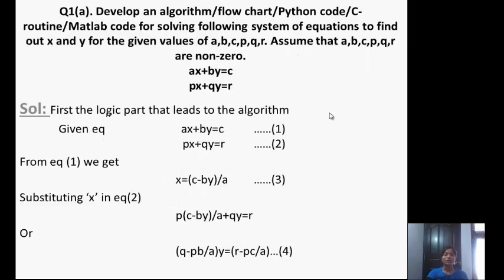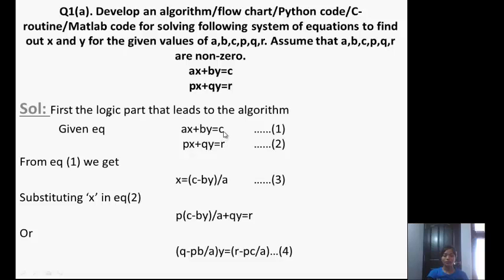So our first question is to develop an algorithm for solving the following system of equations to find out x and y for given values of a, b, c, p, q, r. Assume that these are non-zero. So our equations are ax plus by equals c and px plus qy equals r. Now, first the logic part that leads to the algorithm.